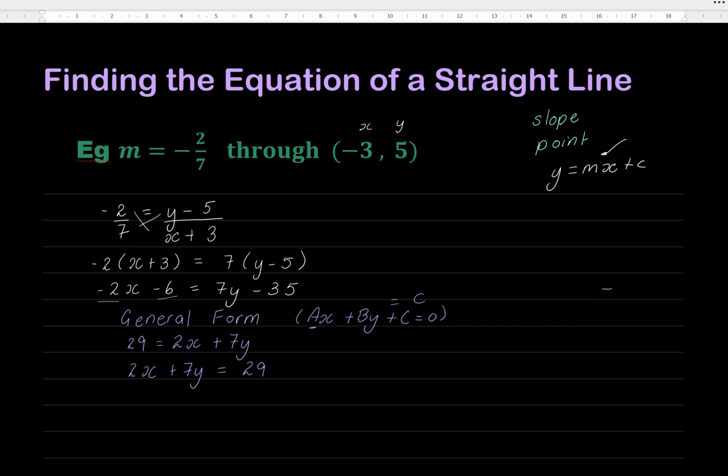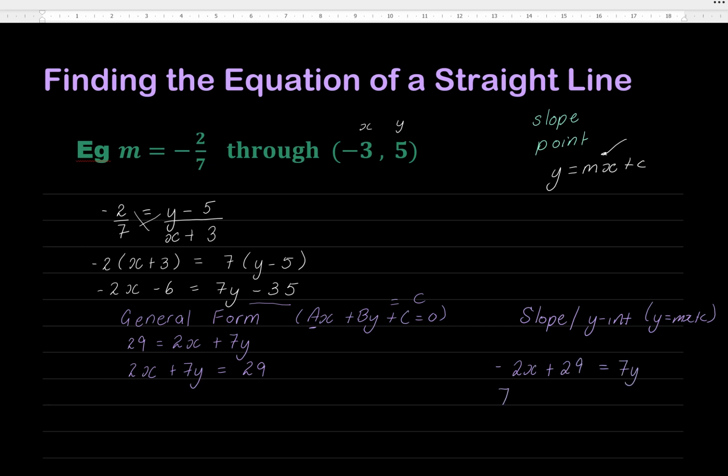Now, what about if the question had not said put it in general form? If it had said, please put it in y-intercept form. So if we want now gradient y-intercept form, we'll say slope-intercept form, that's in the form y equals mx plus c. So basically that's code for get y by itself. So I'm going to pop this minus 35 on the other side. So we end up with minus 2x plus 29 equals 7y.